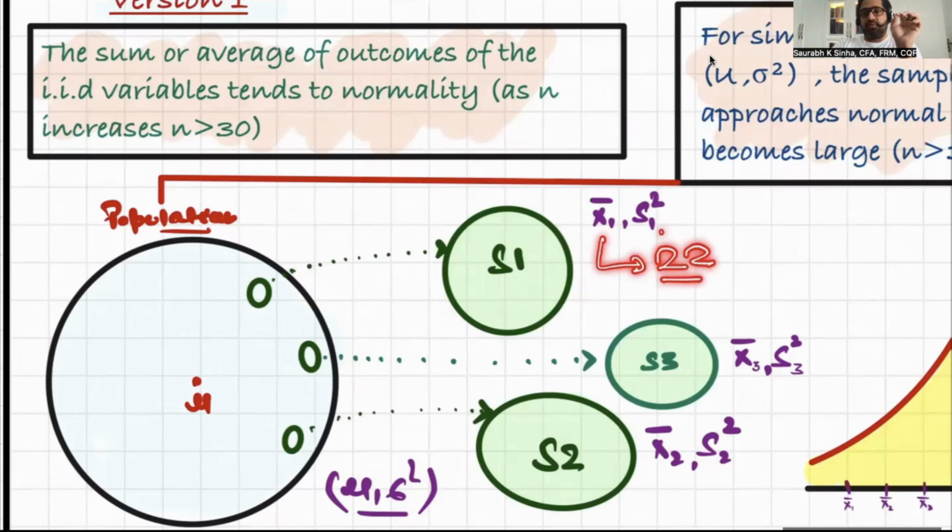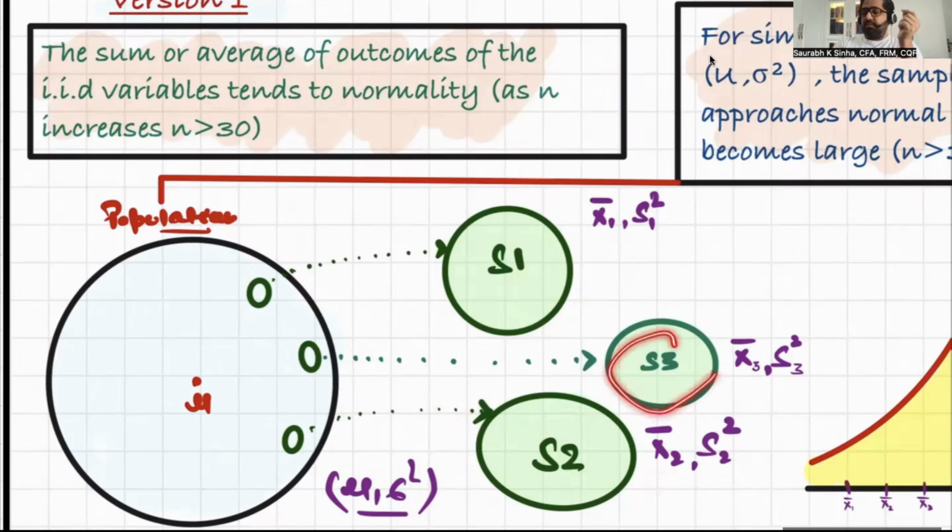Assume it came to 22. Okay, x1 bar. Then you took the second sample. When you took the second sample, you got x2 bar. Now say x2 bar is 35 or 36, 37, doesn't matter. And there would be a variance of sample 1 and sample 2. The variance is s1 square and s2 square.